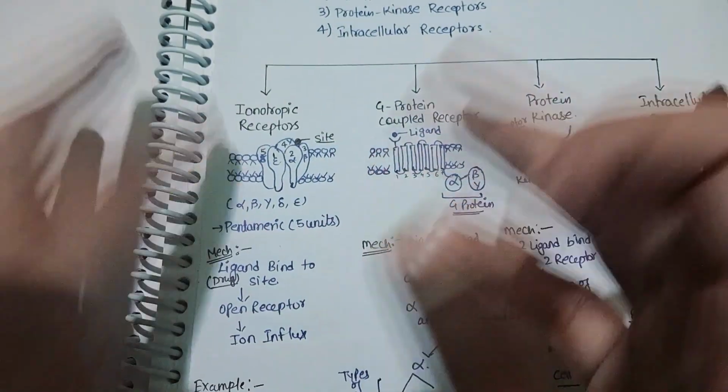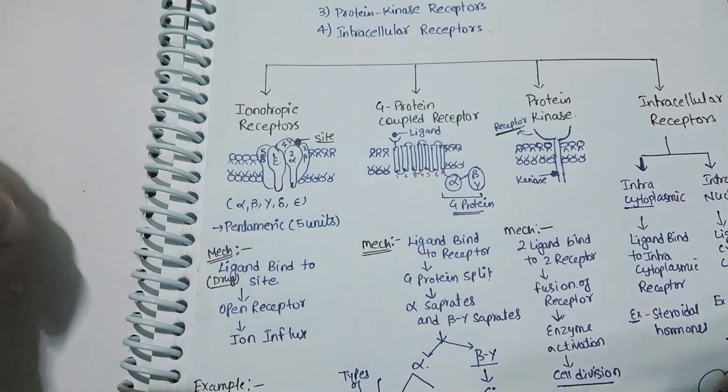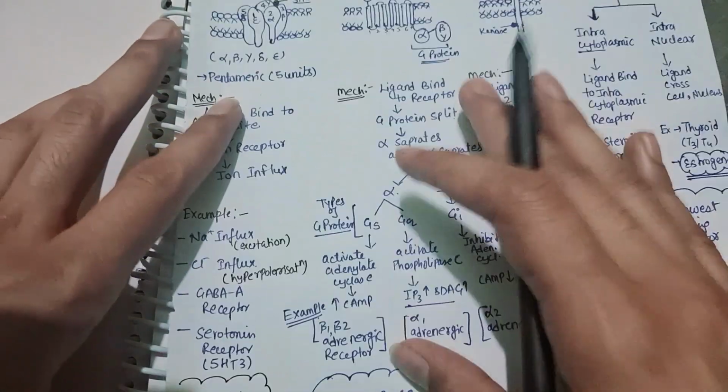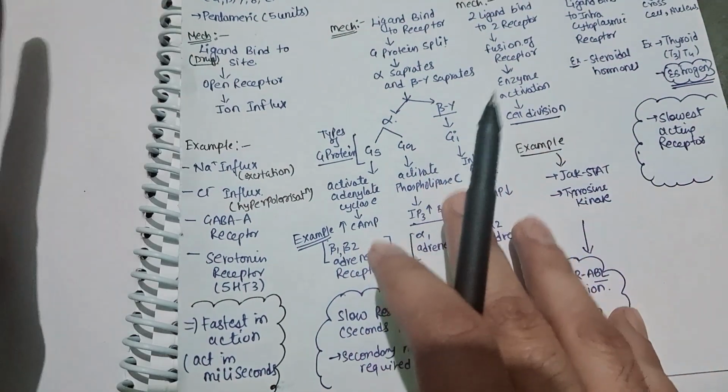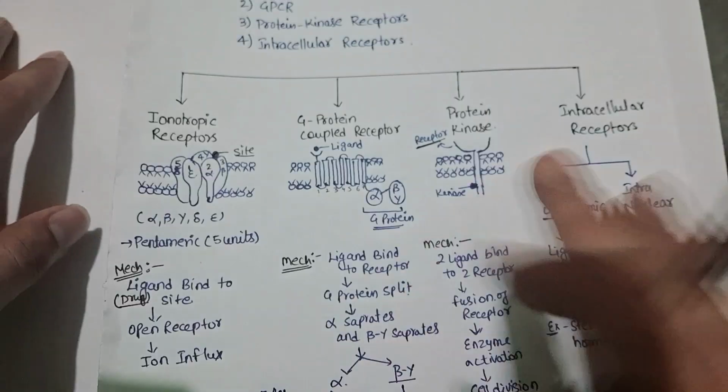So it is the simplest type of receptor. Ligand just binds to the receptor site, it opens, and conduction happens. It is the fastest in action. Its action happens in milliseconds. Now we will move toward our second receptor.